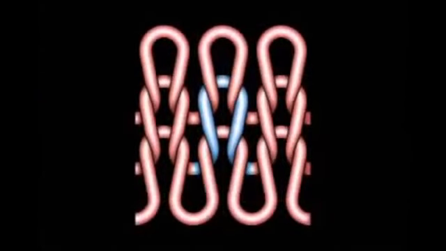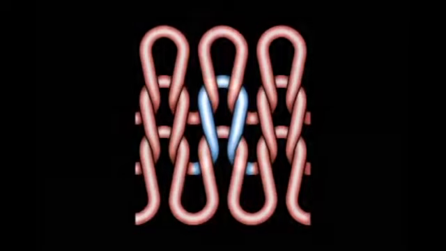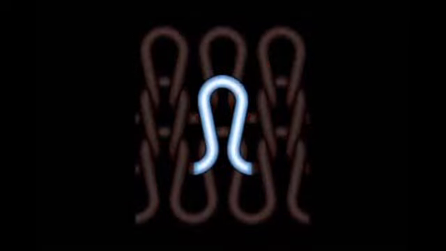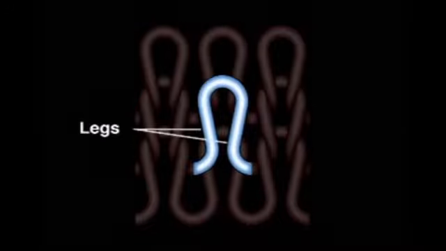Look closely at this drawing of a regular knit loop. The length of yarn in that loop is called the stitch length. Notice how each loop has what can be identified as legs and a crown.